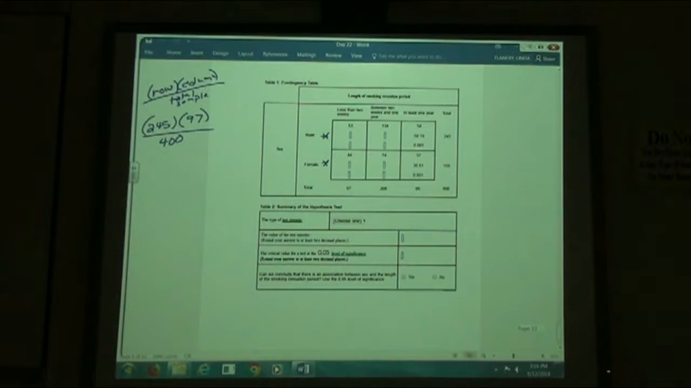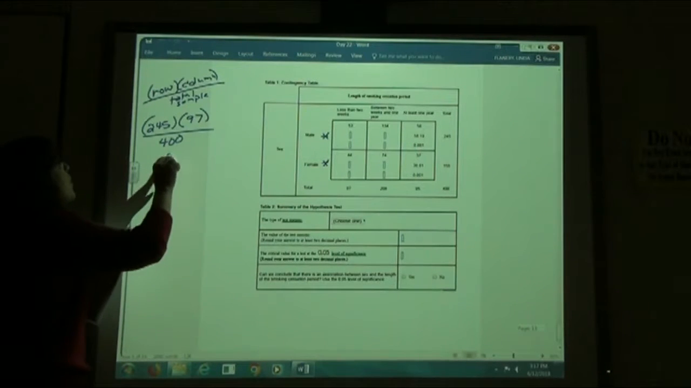$245 times 97 divided by 400. Again, we're rounding the top ones to 2 decimal places, and so we should get 59.41.